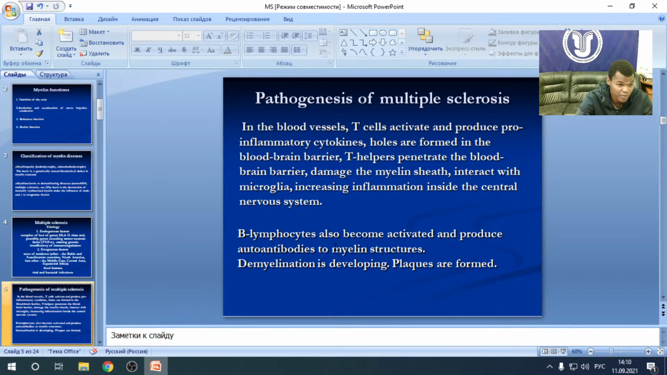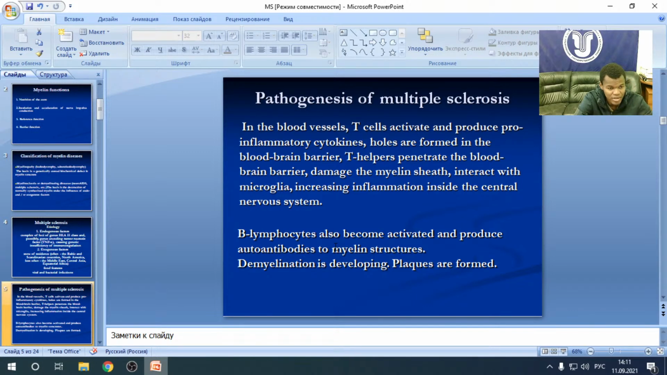From here, when it forms, we are going to have T helpers. T helpers penetrate the blood-brain barrier. Our brain has got a barrier, but the T helpers can penetrate it. From here, there will be damage of the myelin sheaths. By this action, there will be increasing inflammation inside the central nervous system.